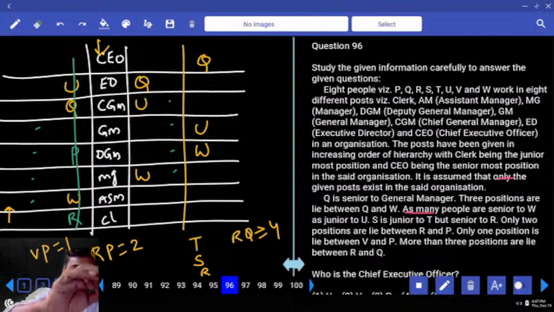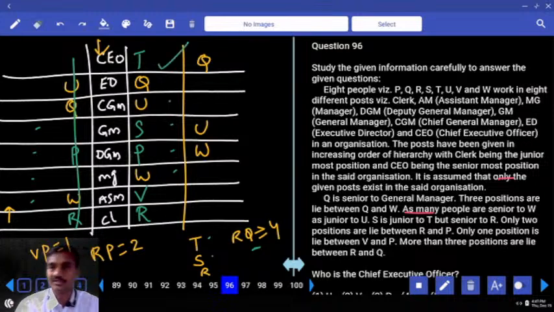Then what is the other possibility for this R? Can we have R at this place or not? 5, because greater than or equal to 4. And if R is here, 2 people between R and P, P is here. P and V, there is 1 person. The remaining T and S must be in this order. And this is the final arrangement.